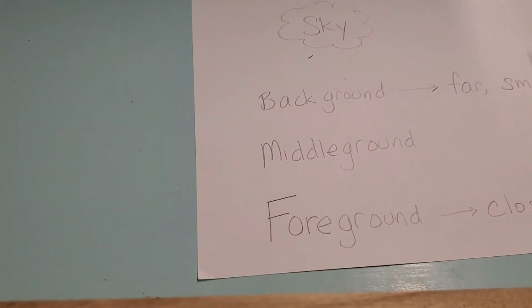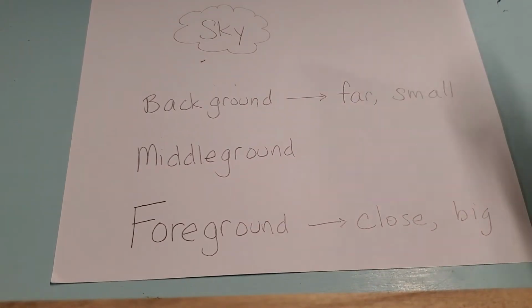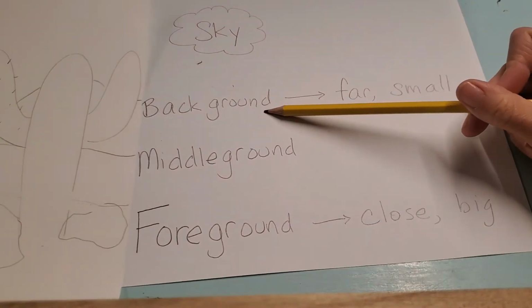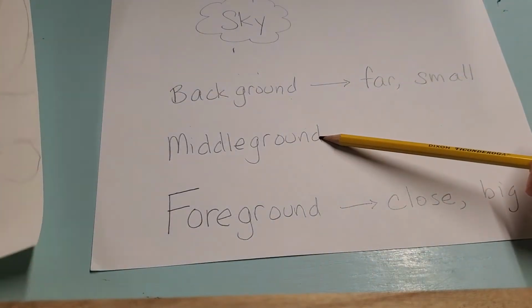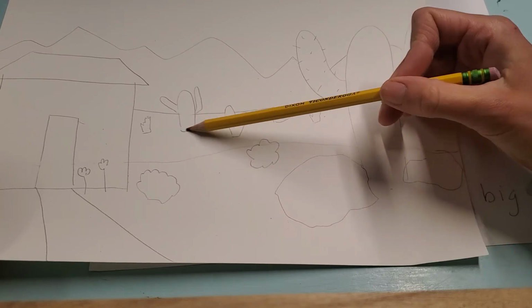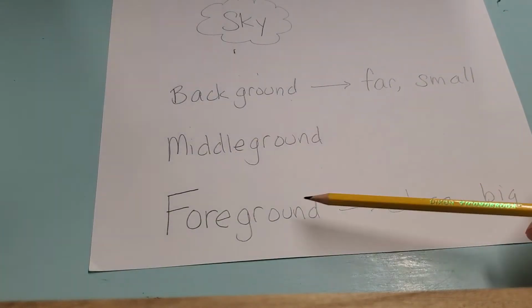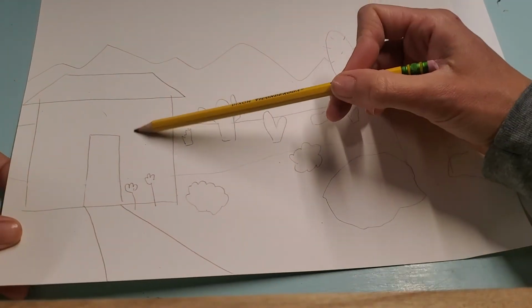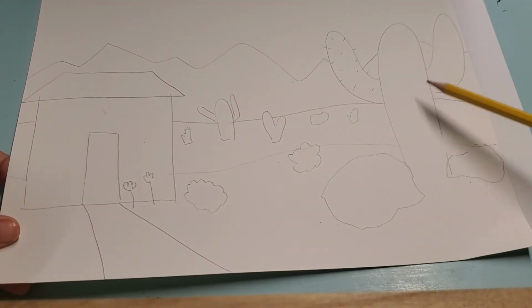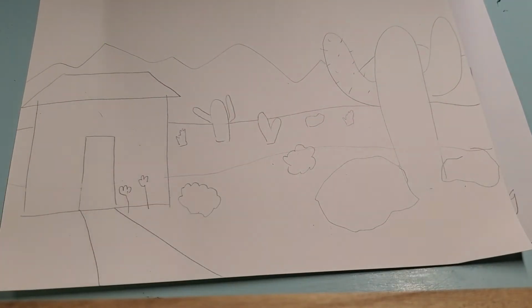So make sure that you have a background, right? So this is my background, my mountains. A middle ground, that's where things are medium-sized. And a foreground where things are close and big. Okay, so I have the house, I have a cactus, and here are some ideas for you.